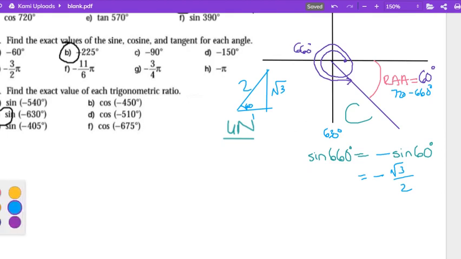Okay, let's look at question 3b. Once again, let's start off by drawing it correctly. So if you did not draw negative 225, please do that now.